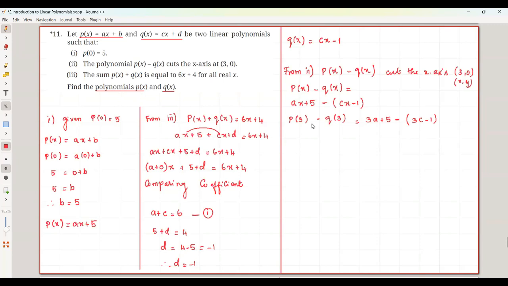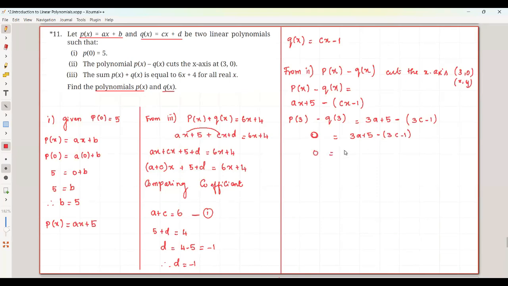Now this is equal to 0. The function is going to be y, and y will be equal to 0. p of 3 minus q of 3 will be equal to 0. Why? Because the y value is going to 0. That means this is equal to 3a plus 5 minus 3c minus 1. If you simplify this, you will get one equation, right? So now we can just simplify it.